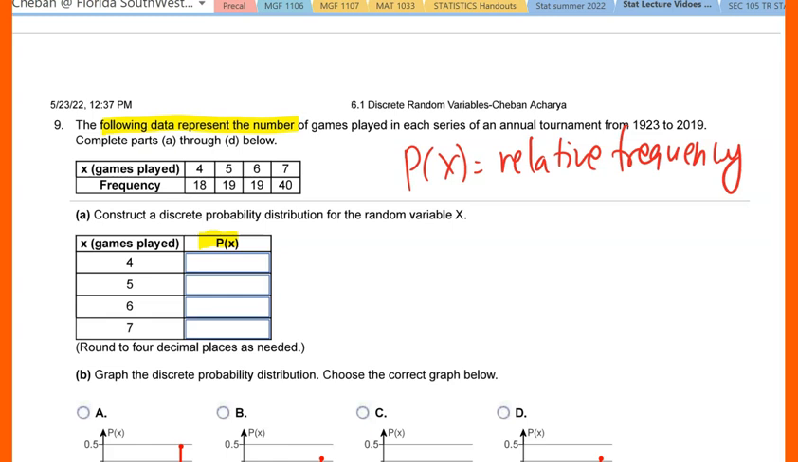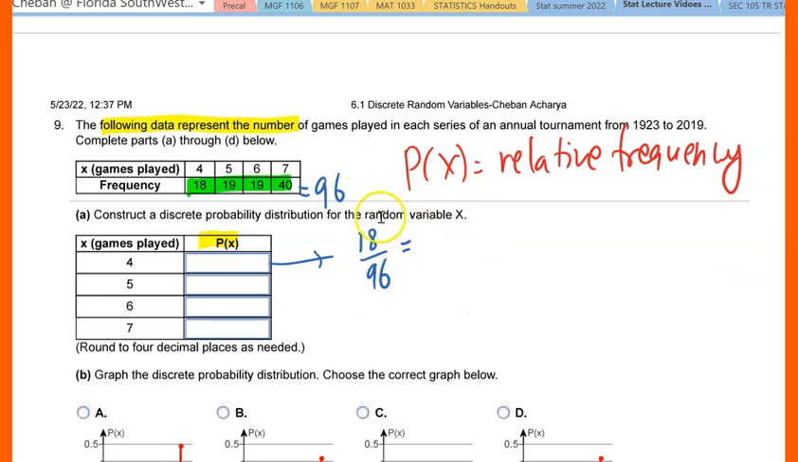To find the relative frequency, you have to find the total number of frequency. Therefore, let's add this total number of frequency. You get 96. This equals 96 when you add it. Now, to find the frequency for 4, which is the X value, you divide 18 by 96. Let me put down here 18 by 96.